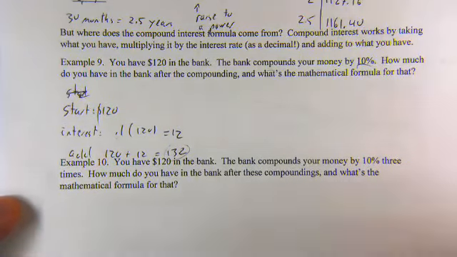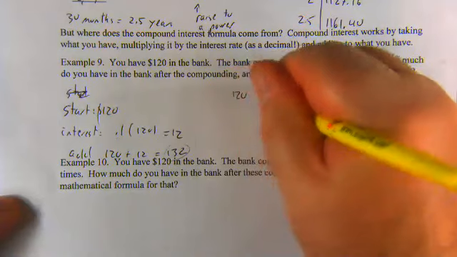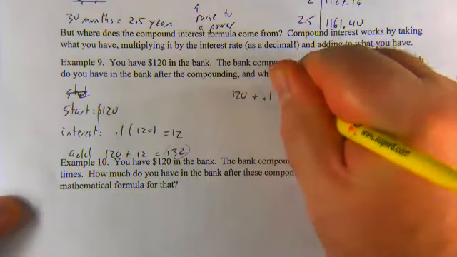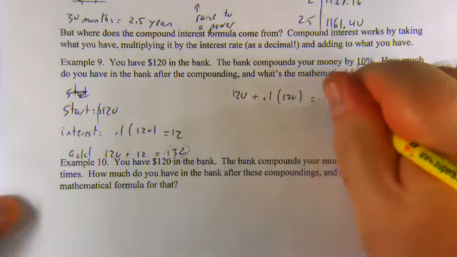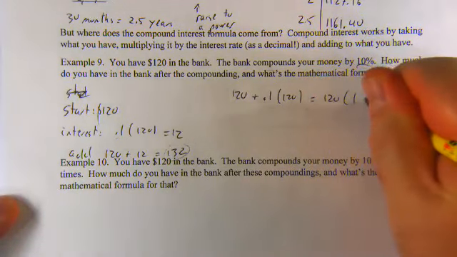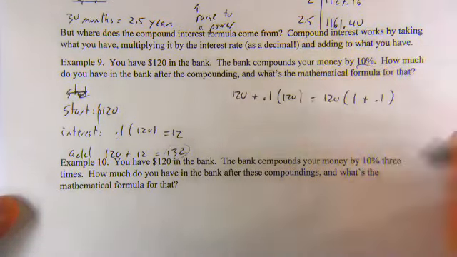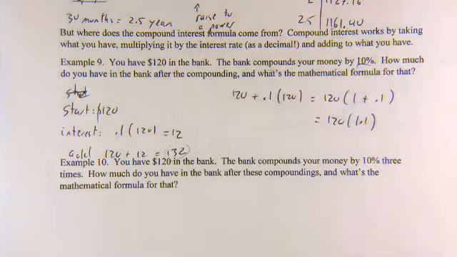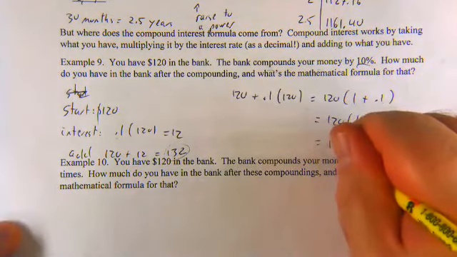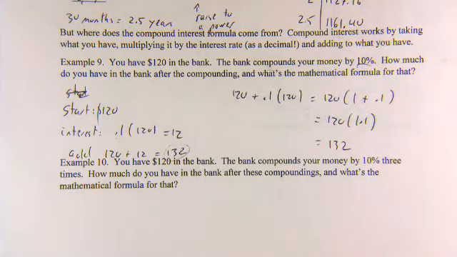So what's going on here? We take 120 and we add 10% of it to 120. What's that equal to? Well, if I factor out the 120, it's 120 times 1.1. I take 120 and multiply by 1.1, and that gives me how much money I have in the account after one time of interest being compounded, so $132.